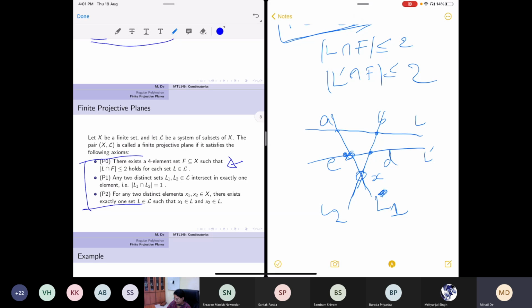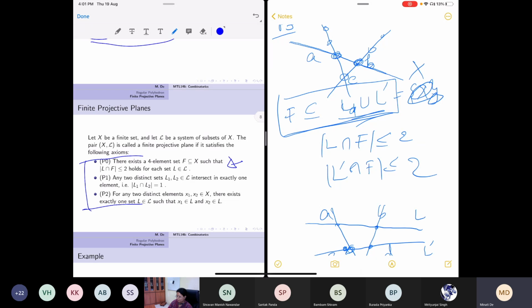Let us name that point as X, okay? And my claim is X does not belong to L, and it also does not belong to L dash, okay? That's the proof. And now the question is, is my claim correct? So do you understand what I am saying?